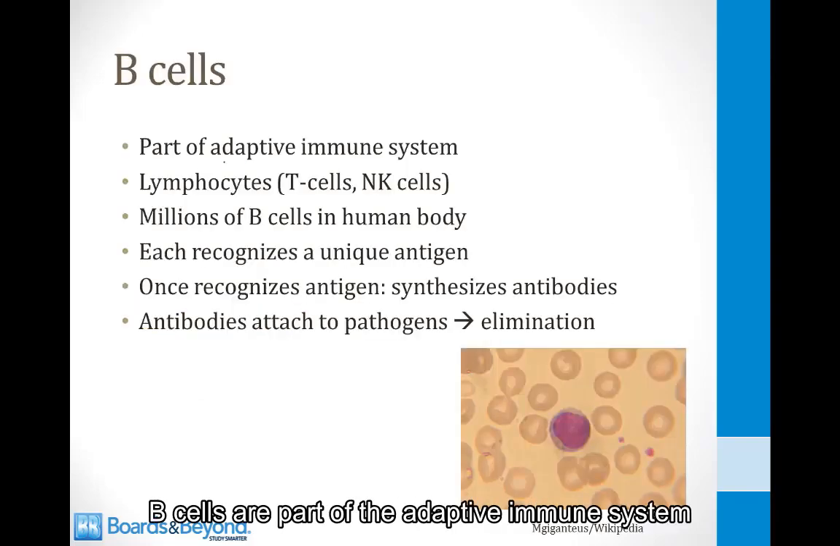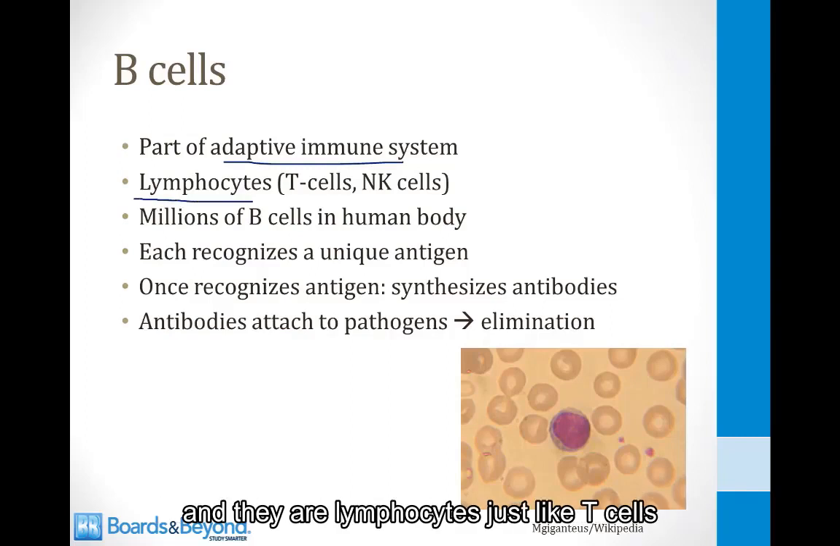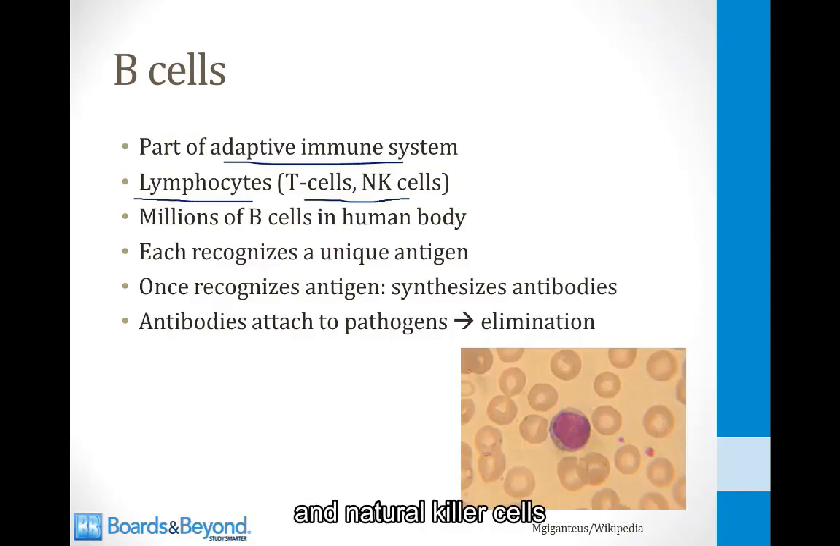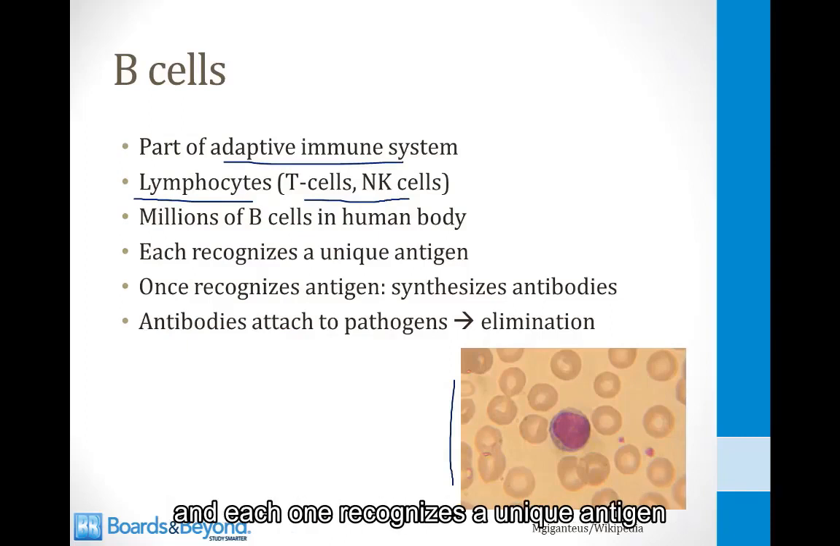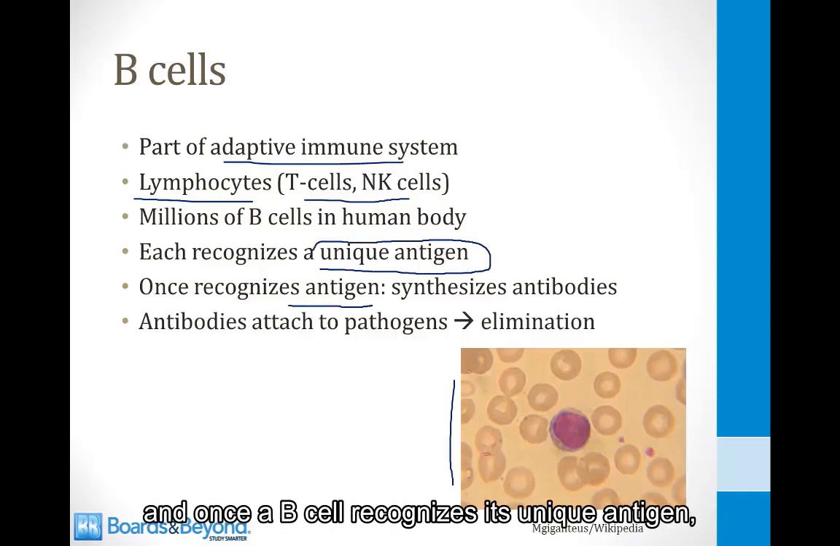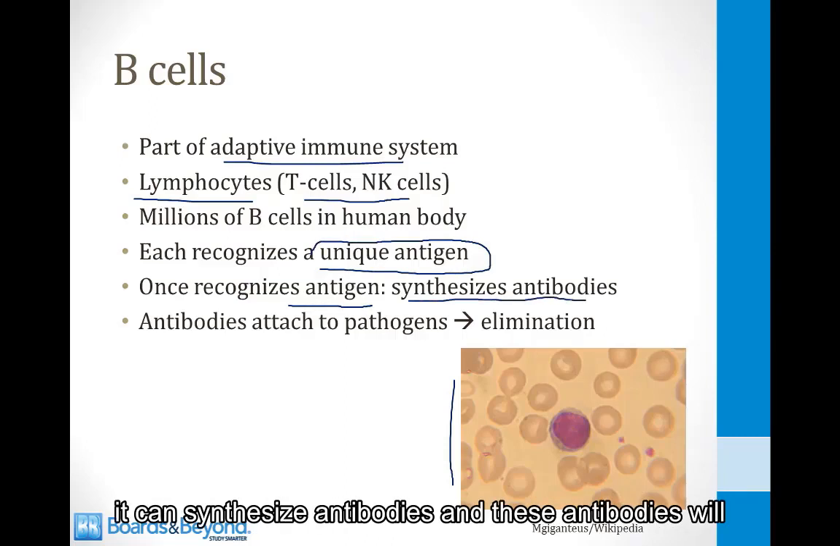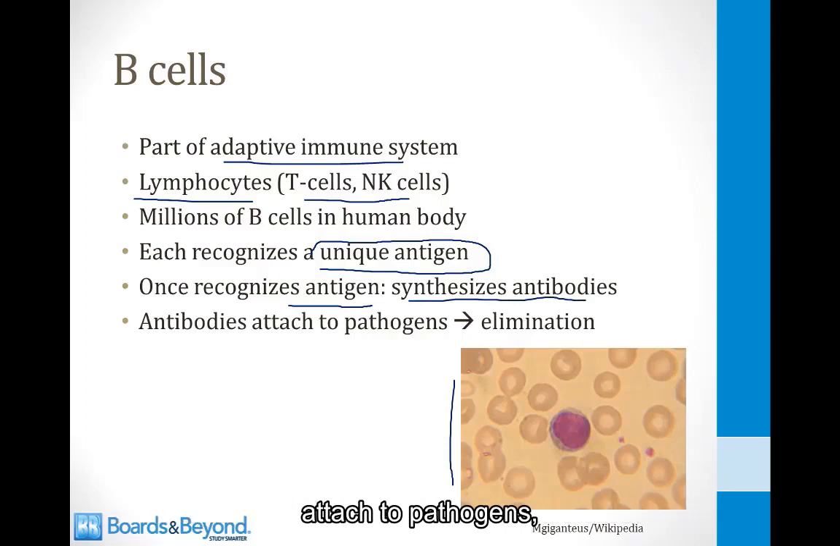B cells are part of the adaptive immune system, and they are lymphocytes just like T cells and natural killer cells. This is a picture of a lymphocyte in a blood smear on the screen here. There are millions of B cells in the human body, and each one recognizes a unique antigen. Once a B cell recognizes its unique antigen, it can synthesize antibodies, and these antibodies will attach to pathogens, and this leads to the elimination of the pathogens from the body.